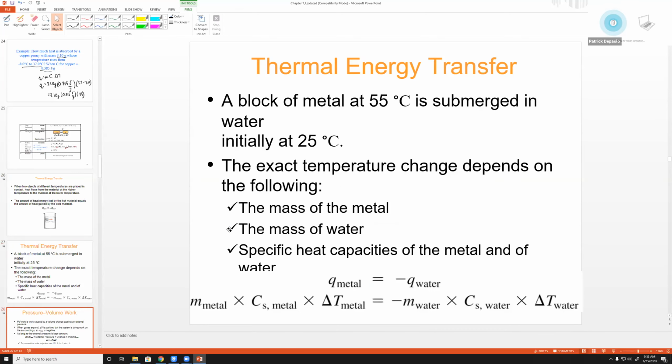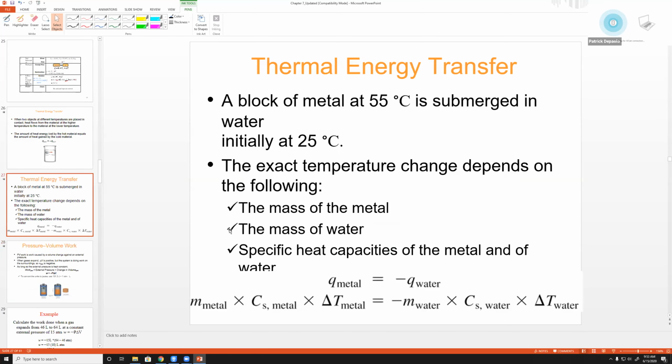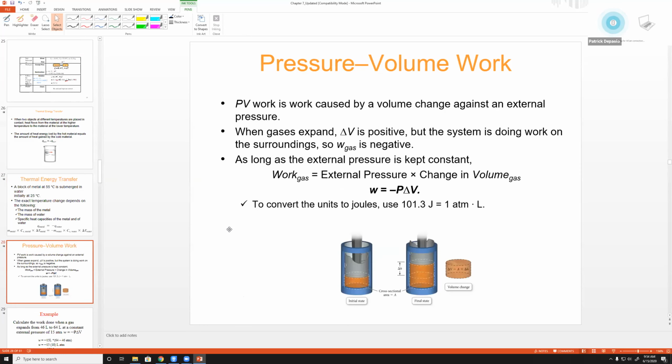So that's the thing. Any questions on that? It's just using the same equation and making them equal. No? Okay. All right.